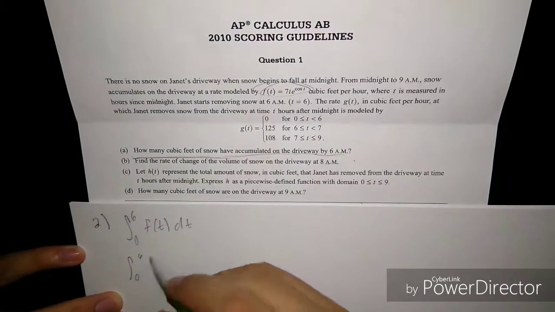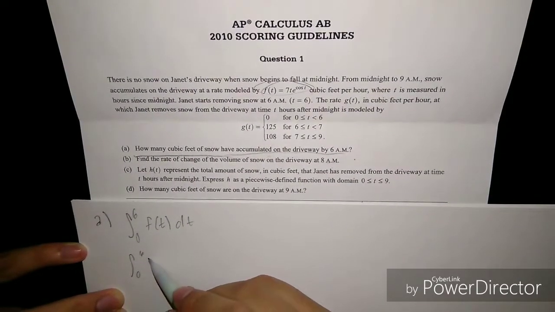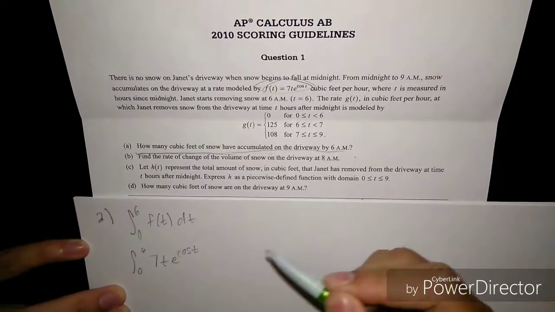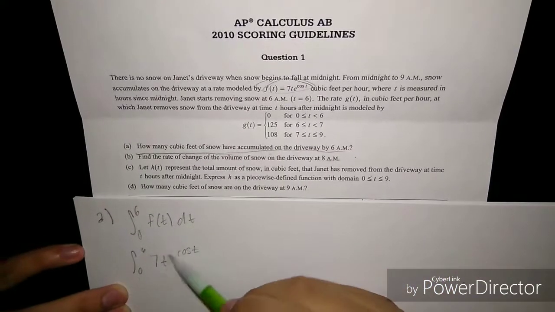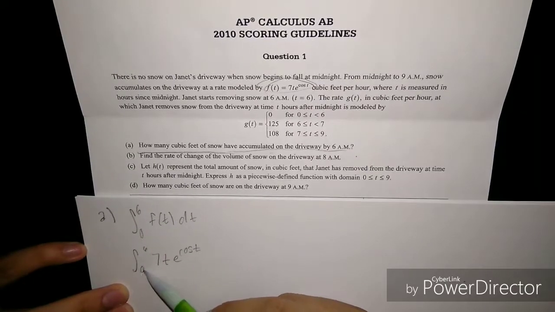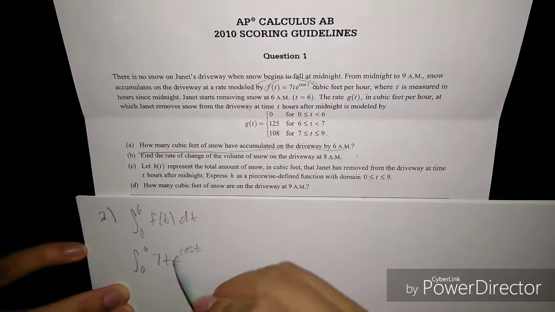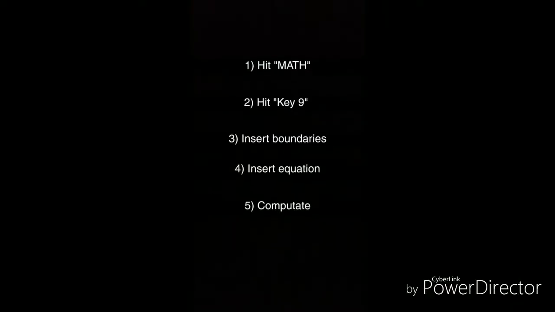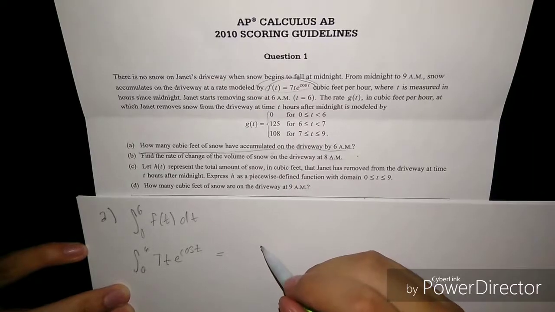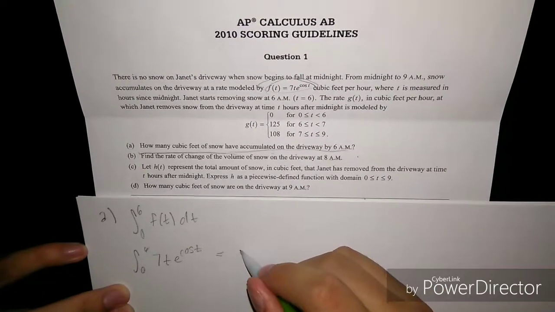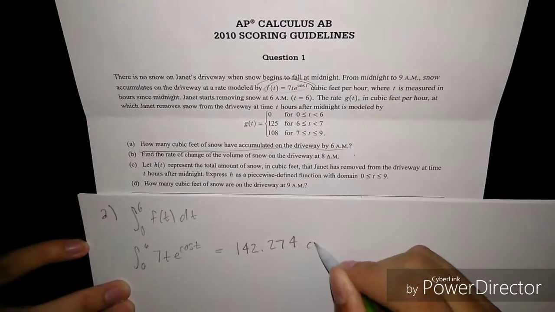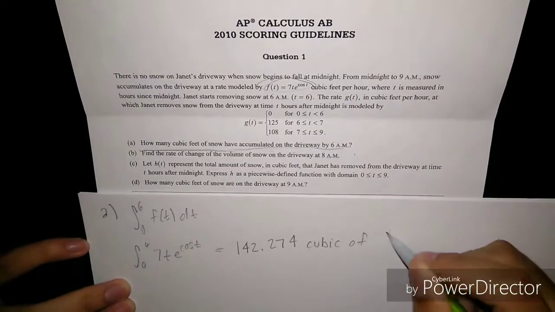And this is a calculator problem, so once you're ready, just grab your calculator, go ahead and plug this in, let the calculator do the work, integrate. Don't forget that our interval is from 0 to 6 because that is what is asked for on the problem. And the amount of snow that has accumulated on the driveway by 6 a.m. should be 142.274 cubic feet of snow.